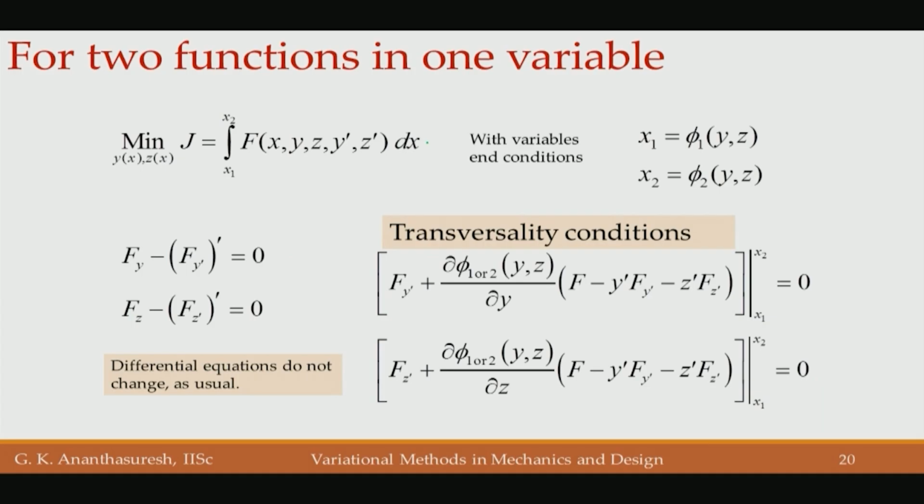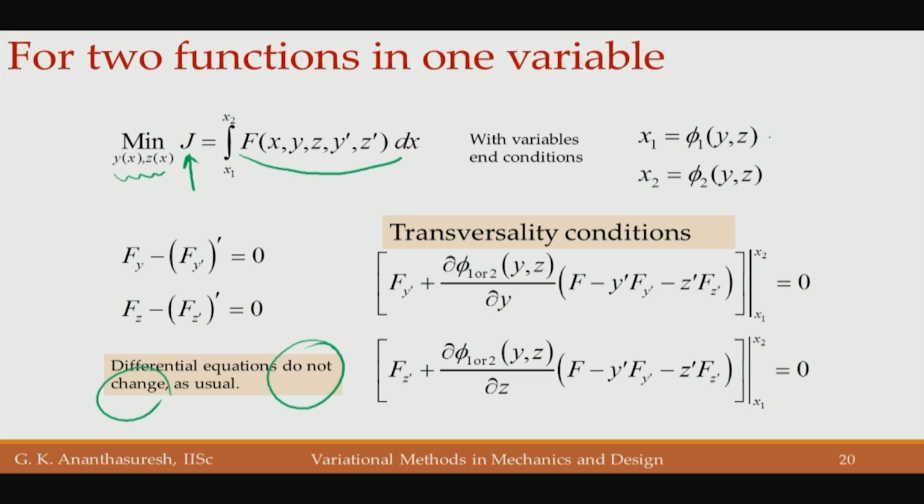Similarly, if we have two functions in one variable, what happens? That is, we are minimizing a functional J with respect to two functions y of x and z of x simultaneously, where our integrand depends on x, y, z, y prime and z prime. Then we know the differential equations. Again, differential equations do not change, we are emphasizing that. It is only that the boundary conditions are different.